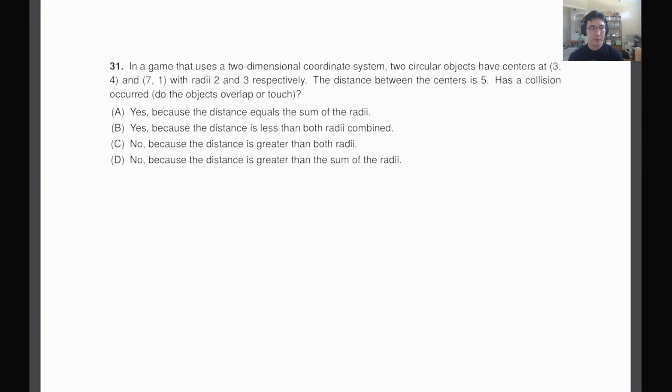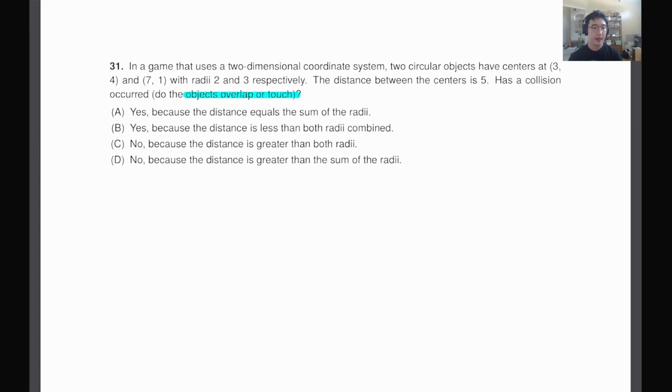All right, question 31. In a game that uses a two-dimensional coordinate system, two circular objects have centers at 3, 4, and 7, 1 with radii 2 and 3 respectively. The distance between the centers is 5, and we're asked, has a collision occurred? Meaning, do the objects overlap or touch? Well, let's go ahead and look at the question and grab that essential data first. We're going to be looking to see if two circular objects overlap or touch.